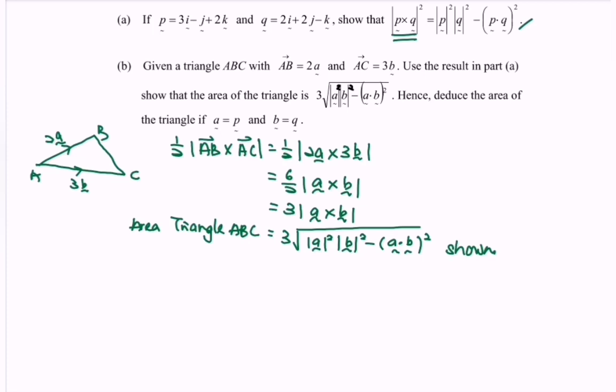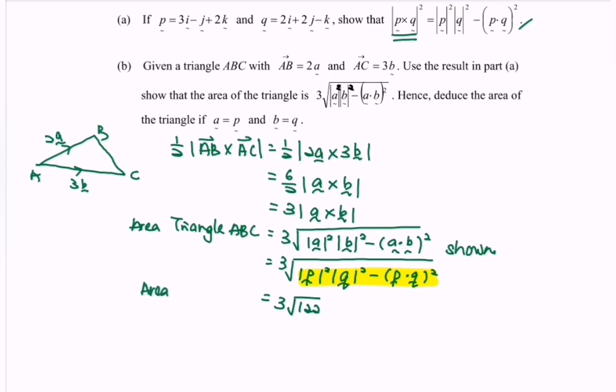Hence, deduce the area. So meaning that now, referring to the situation, the vector a is actually the vector P. Same goes for b, which is actually the vector Q. So by referring to question A, notice that we have this part equal to 122. So we have 3 multiplied by the square root of 122. So that is the area of the triangle ABC.